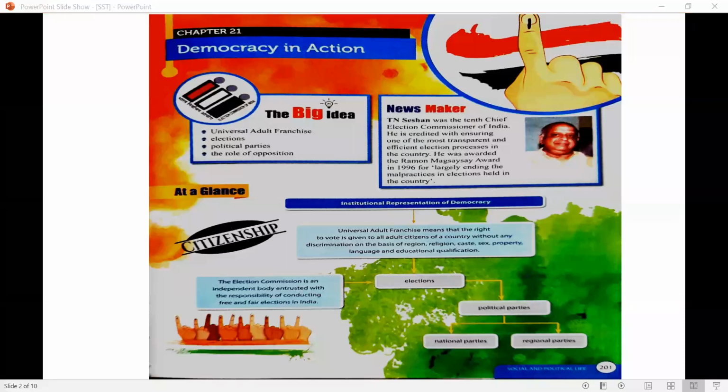In the previous chapter we also learned what is democracy. I hope you remember that. The previous chapter's name, we already remember, was democracy. So we have already learned what is democracy. Let me give you a brief look at what is democracy.